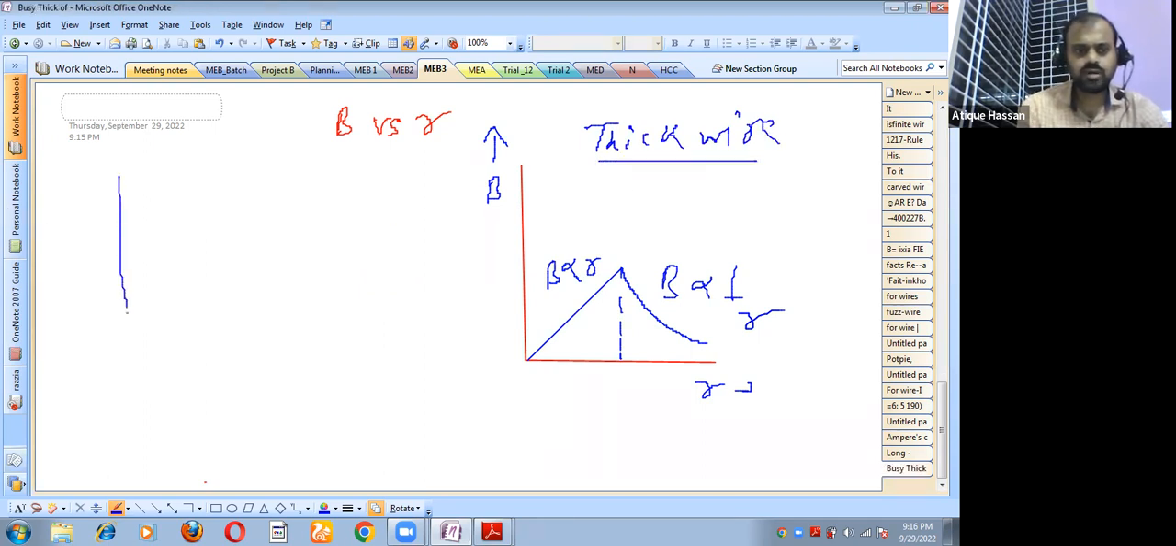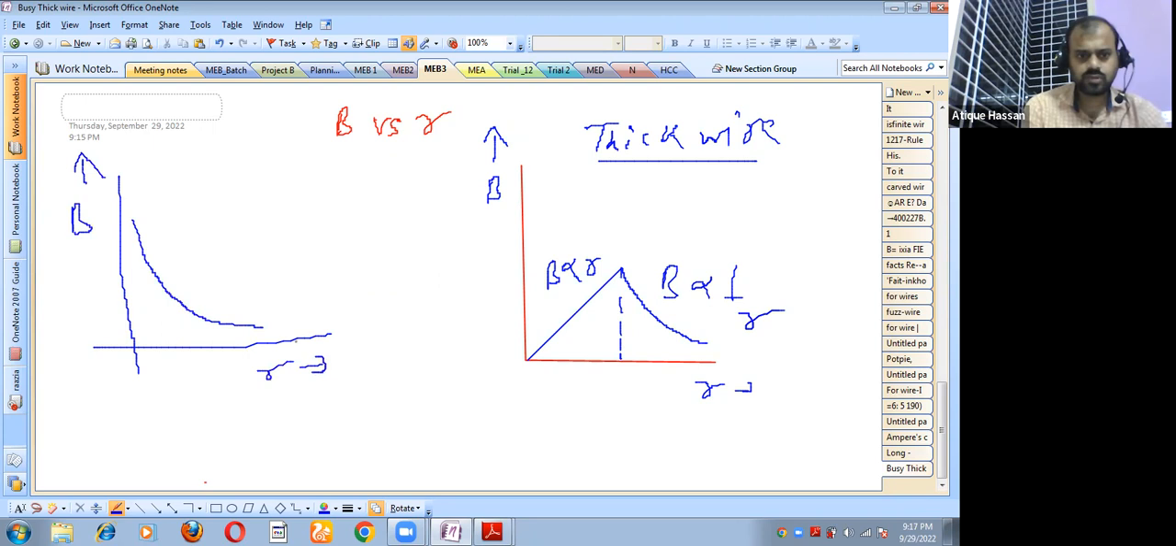For a thin wire, how will the graph be? There is no magnetic field inside. For a thin wire, B is inversely proportional to R, so the graph will be like that, only this portion. This is for a thin wire.